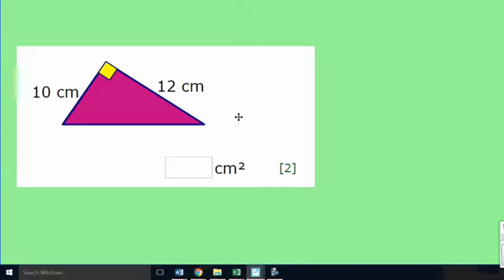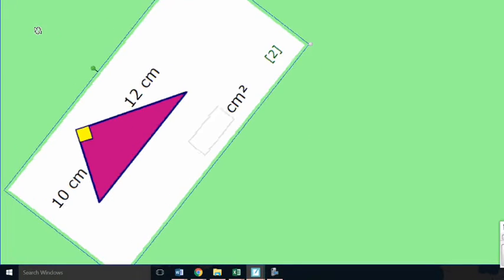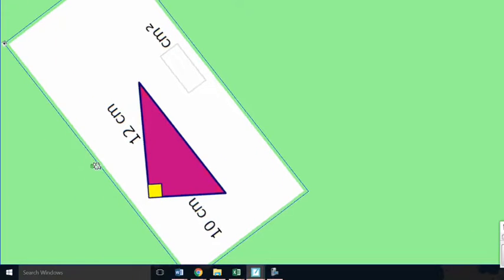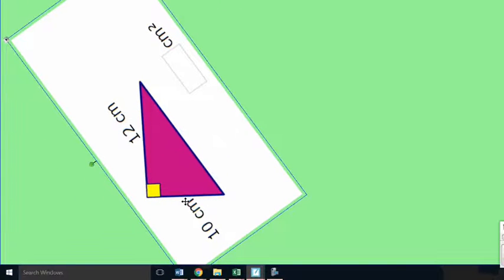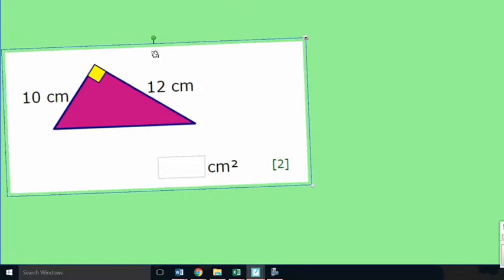Okay, this one's slightly different because it is on a tilt. You've got to imagine that if you had it the right way up, it would just look like that. That would be the base and that would be the height. So don't let it trick you when it's just the other way around.